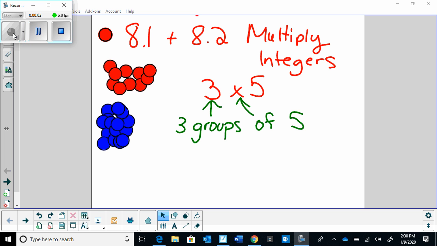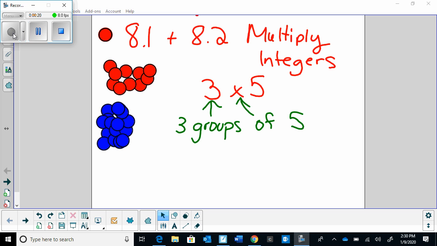For 8.1 and 8.2, we looked at multiplying integers. We started by modeling different types of multiplication to understand where the rules that we came up with were actually coming from. First we looked at a simple multiplication statement that we're used to seeing. We're looking at 3 times 5.